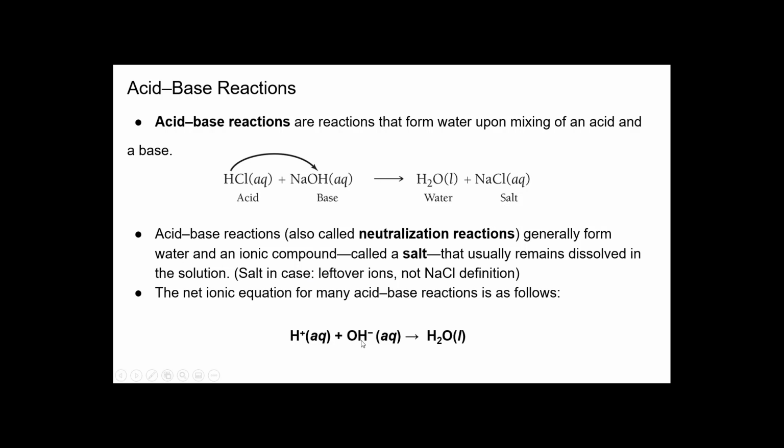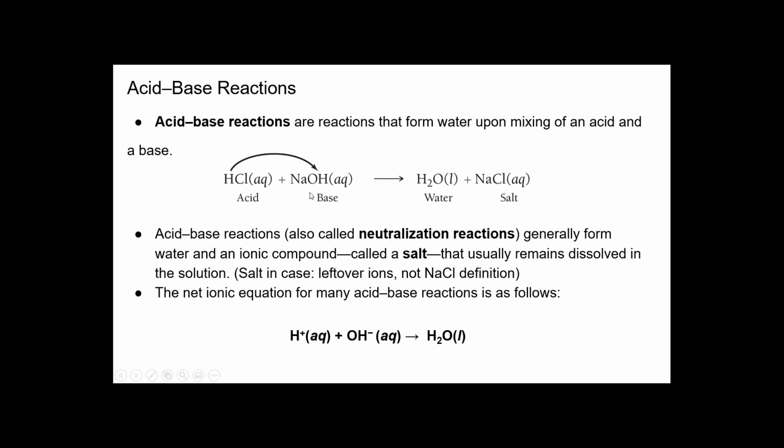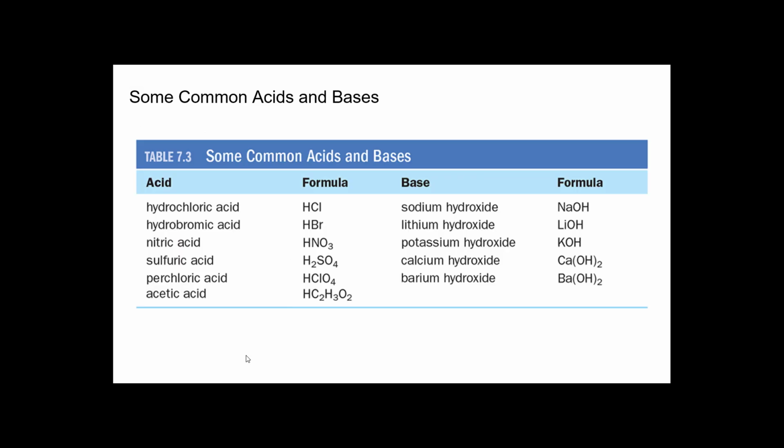The net ionic equation for this would be the proton, or hydrogen ion, and the hydroxide ion, which produces the water. So we would kick out the spectator ions here, and that would leave us with just the net ionic equation of a neutralization reaction. Here is the chart in your section, showing the acids and their formulas: hydrochloric acid, HCl, hydrobromic acid, HBr, nitric acid, sulfuric acid, perchloric acid, acetic acid, and then the bases as well. These are the common acids and bases that you definitely should know.